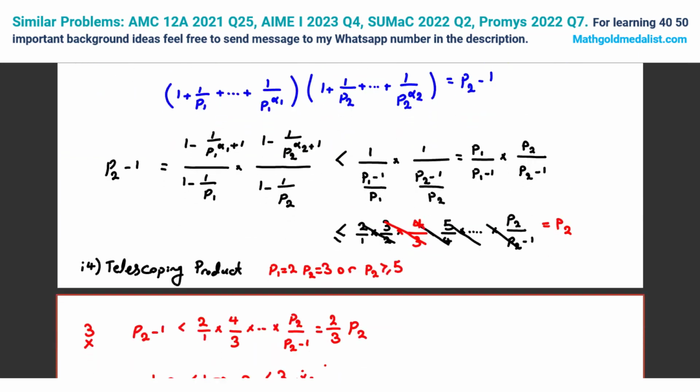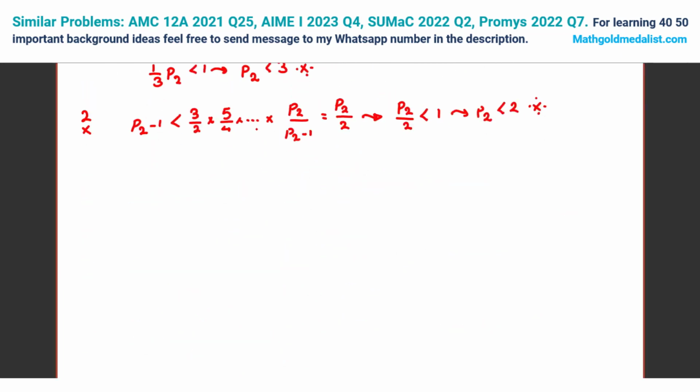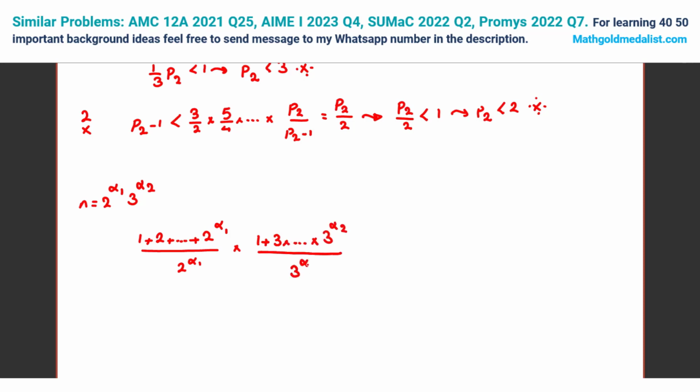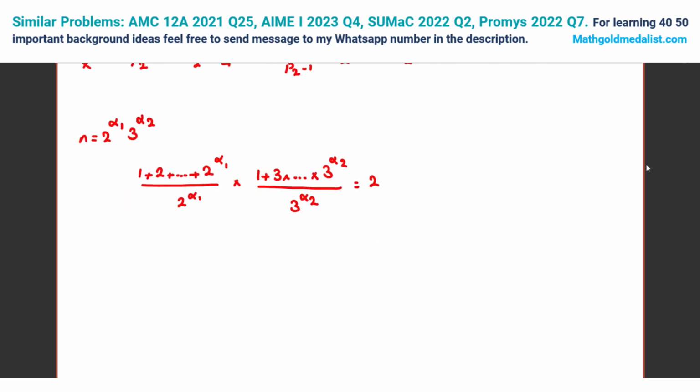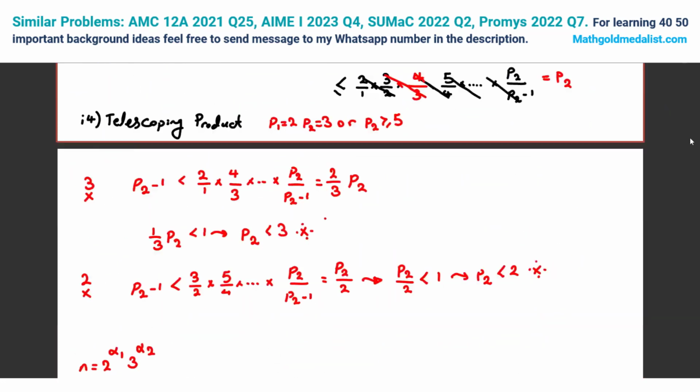So we can rewrite this. We can say it is 2 over 1, 3 over 2. So let's consider n is 2 to the alpha 1 times 3 to the alpha 2. And we know 1 plus 2 plus 2 to the alpha 1 over 2 to the alpha 1 times 1 plus 3 times 3 to the alpha 2 over 3 to the alpha 2 is equal to the maximum prime minus 1, 3 minus 1. Okay, because it is this one, P minus 1, maximum prime minus 1.